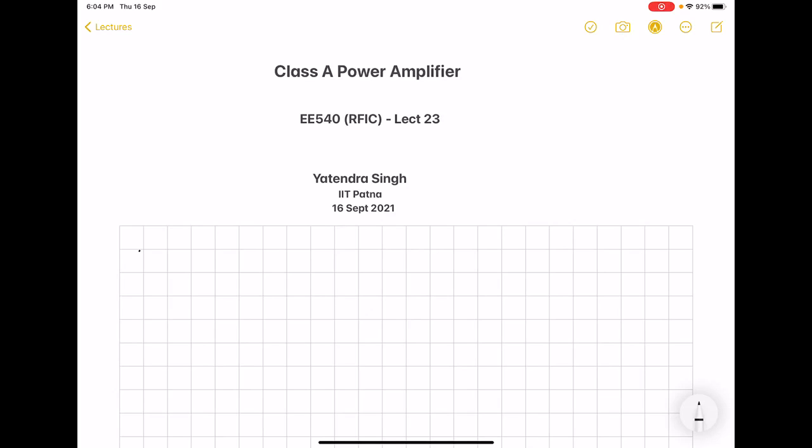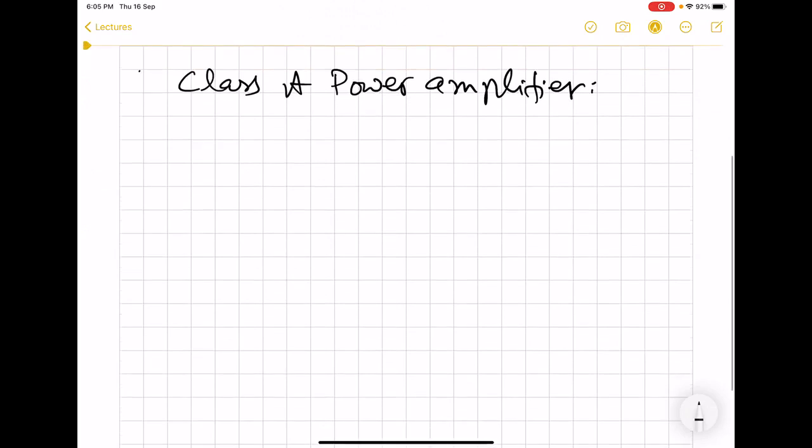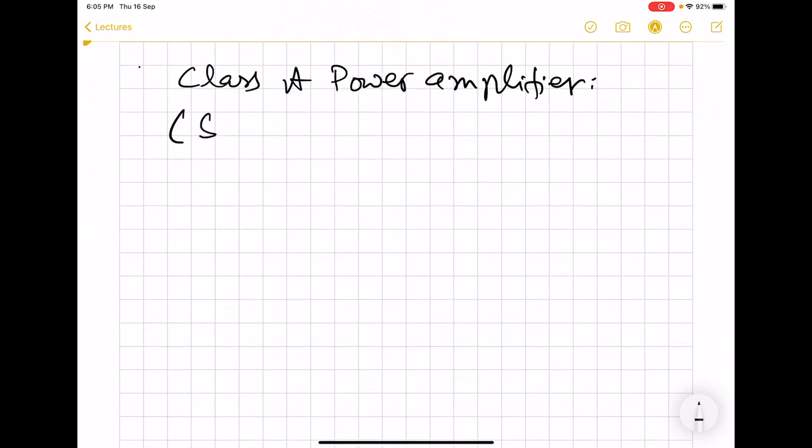In this lecture, we will analyze Class A power amplifier. So first we will see the circuit of Class A power amplifier, and then we will carry out the analysis for the drain efficiency. So we are going to first see the simplest implementation.